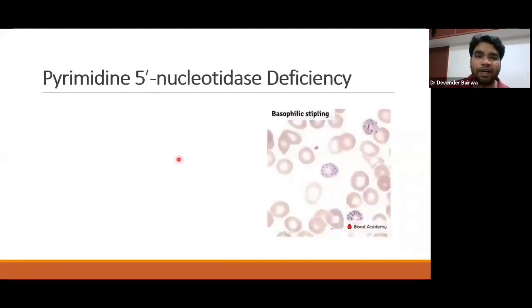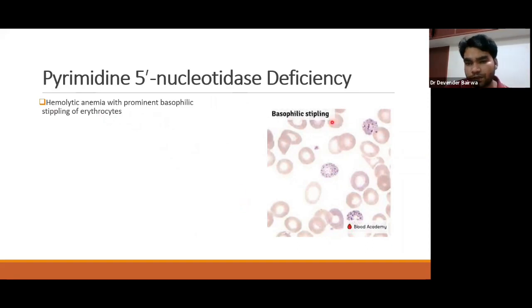Coming to pyrimidine 5' nucleotidase deficiency. Generally these patients present with hemolytic anemia with prominent basophilic stippling of the RBCs. If you see this slide, you can see these RBCs. What you can see is that in some cells there are basophilic droplets. So this basophilic stippling is because of condensed RNA. So what is happening?